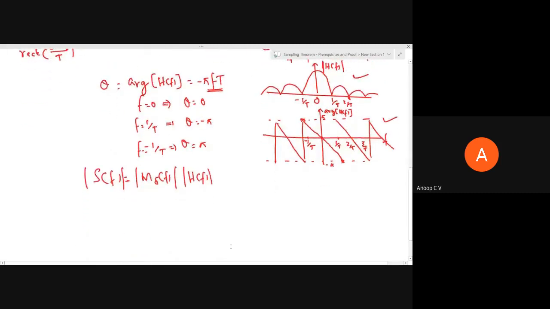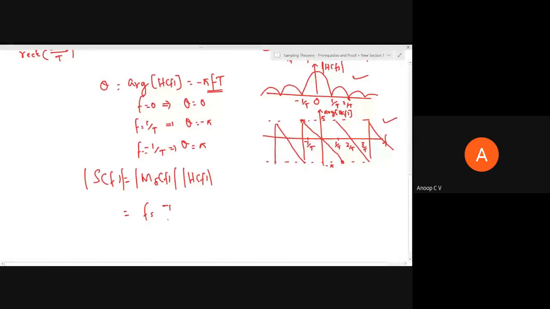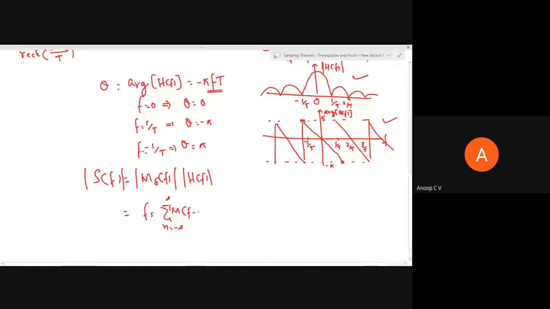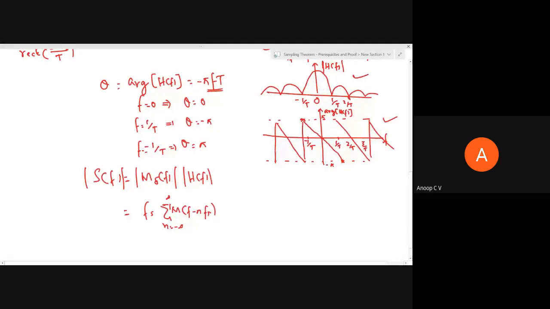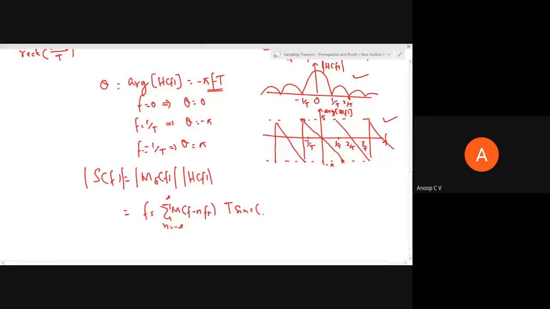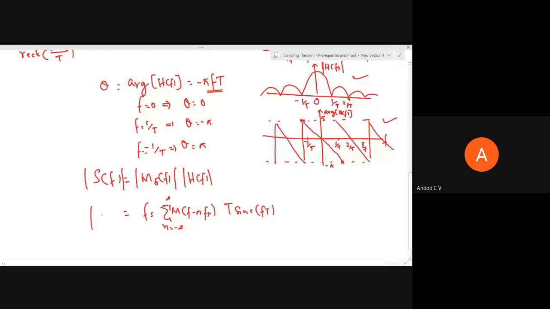So I'll just write mode of m delta of f will be nothing but fs into summation n from minus infinity to infinity m of f minus nfs. As it is a real part, we'll consider this only as mode. If there is a negative, that will become positive. Times mode of h of f, which is t sinc ft. That exponential part we don't have to consider. This will be our mode of s of f.